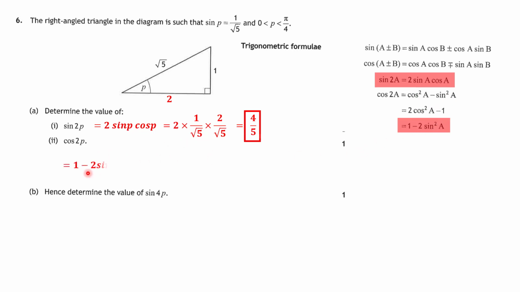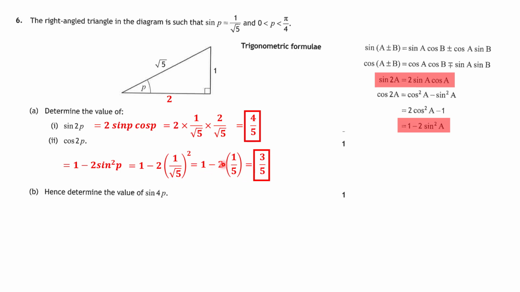So I'm going to say 1 minus 2 sine squared p, which is equal to 1 take away 2 times 1 over root 5 squared, because sine p is 1 over root 5. If you square that, you've got to put it in brackets and then put squared here. So let's just finish this off. We get 1 take away, well, when you square 1, you get 1. When you square a square root, you just get the number 5. And then you multiply this by 2, so you're going to get 3 over 5.